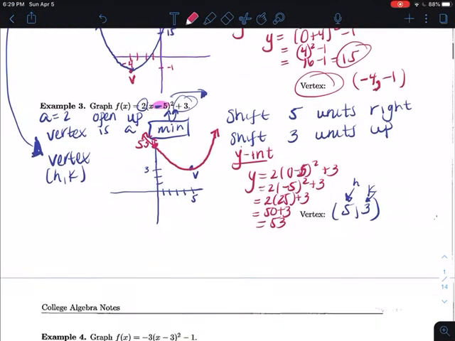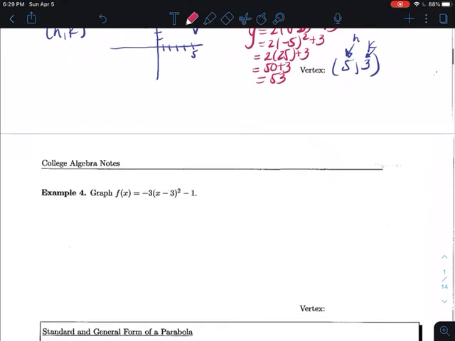Now this will be a good time for you to pause and try this example. So try this example and then we'll come back together and work it out.